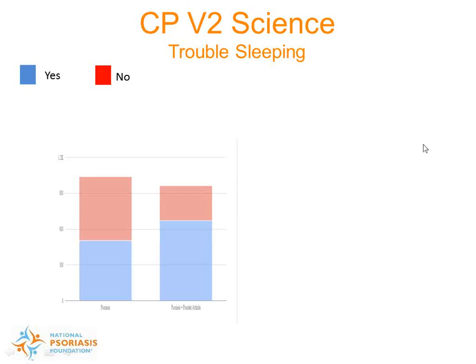Another interesting question that you can ask using the site: you can look at psoriasis versus psoriatic arthritis, and sort it out to see how many people have trouble sleeping. On the left here, I'm showing a figure of people with psoriasis, and the blue portion of that bar are individuals who do have trouble sleeping. People with psoriatic arthritis, again in blue, do have trouble sleeping. So about half of people with psoriasis report having trouble sleeping. About 75% of those with PSA report having trouble sleeping.